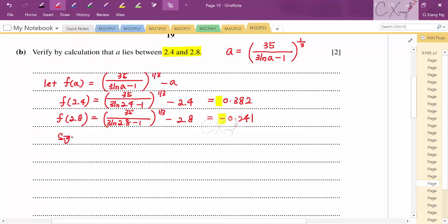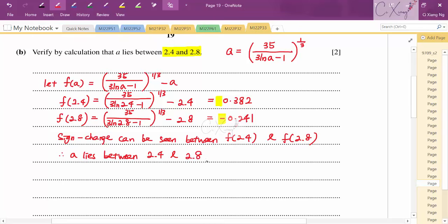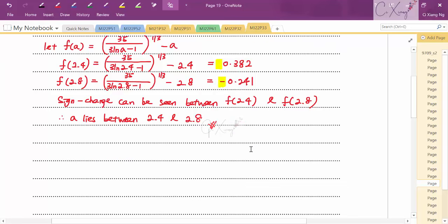All right. Okay, so this is how we make the conclusion, because we can see the sign change. Sign change can be seen between the f(2.4) and also f(2.8). Alright, therefore we can make a conclusion that the a lies between 2.4 and 2.8. Alright, so basically this is how we verify it by looking for the sign change between these two values. Right, okay, then now let's proceed to part C.